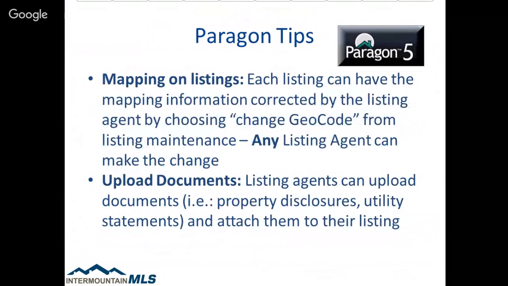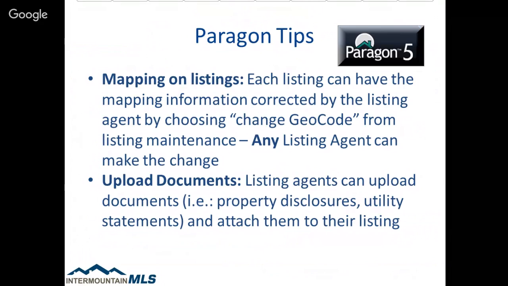When you're looking at listings, they all have a map icon on them. And if you're the listing agent, you can go in and make sure the mapping is in the correct location via listing maintenance. You can hit change geocode and make sure the map is in the right spot. If it's in the wrong place, you can rearrange it and save it, and it will use your settings.